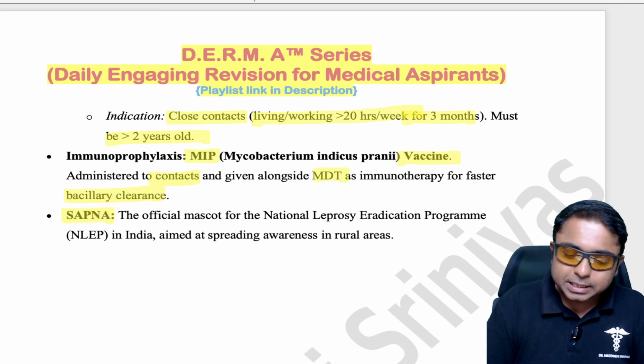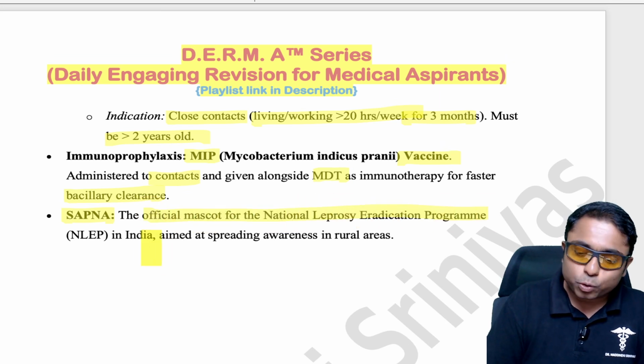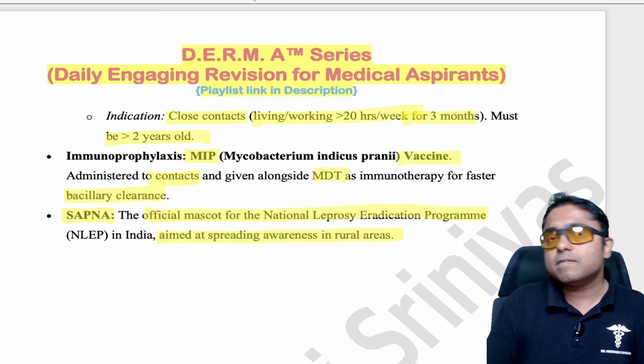SAPNA, this is a PSM topic. The official mascot for the NLEP, National Leprosy Eradication Program in India, is aimed at spreading awareness in the rural areas.